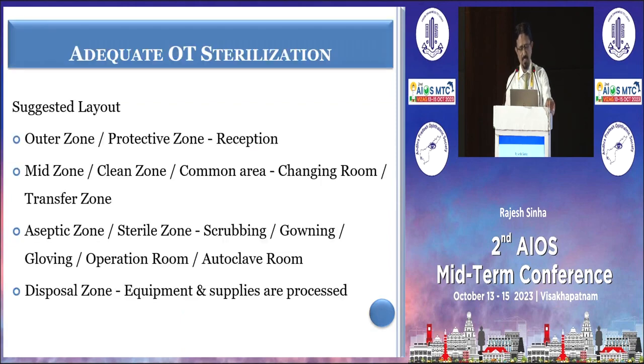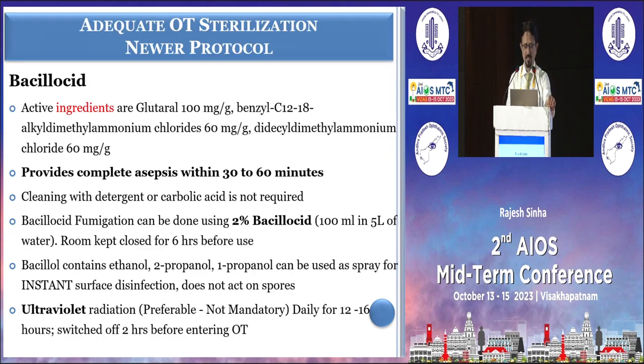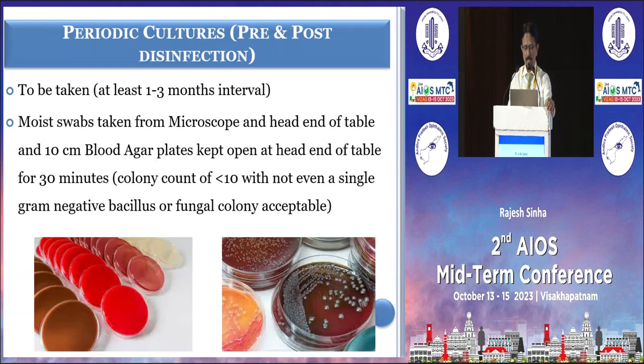As far as intraoperative measures are concerned, adequate OT sterilization is important. The common method of sterilization these days that we use is bacillocid. We spray bacillocid 2%, keep the room closed for 5-6 hours, and that suffices. UV radiation is also useful, but it has to be stopped at least 2-3 hours before somebody enters the operation theatre. Periodic cultures are to be taken every 1 to 3 months.